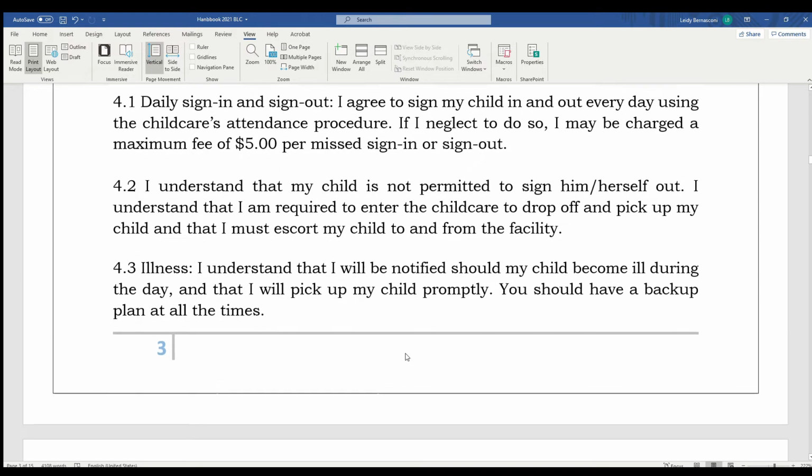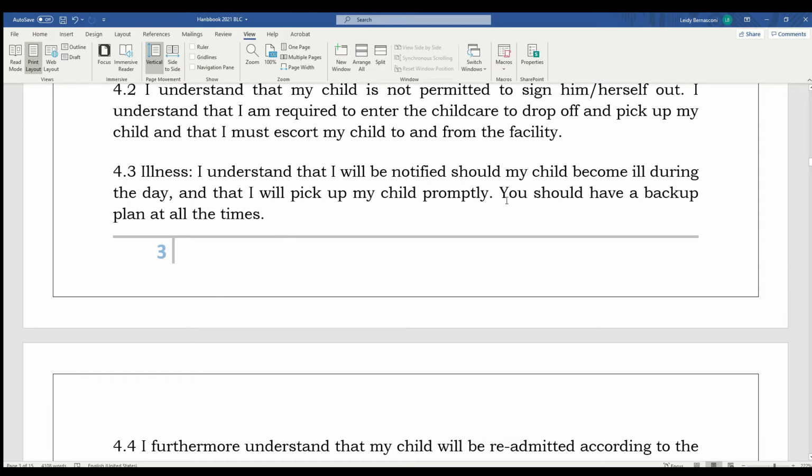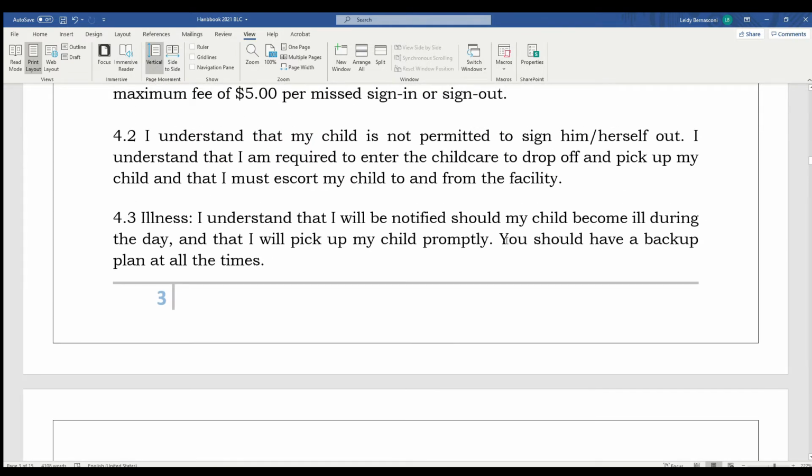So number 4.2, I understand that my child is not permitted to sign in or out. I don't think I have this situation, but I have heard from other providers that sometimes the child is the person who's knocking on the door and the child is trying to do the signing. This is not allowed here. In case of illness, it's really important that the parent notifies us and lets us know what the problem is. Also, we are not a backup plan. In case your child gets sick, you need to have a plan, because we are humans, we will get sick. There are times that we might have to close our daycare because something happened in our kitchen. So for that reason, one of my requirements is that all my parents need to have a backup plan.